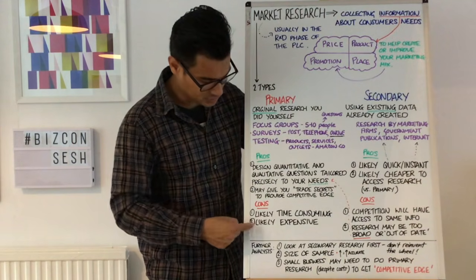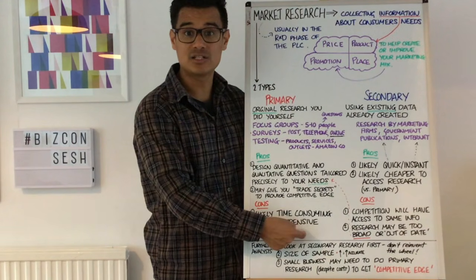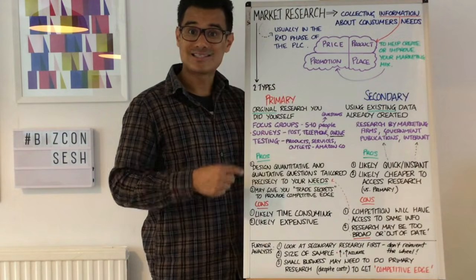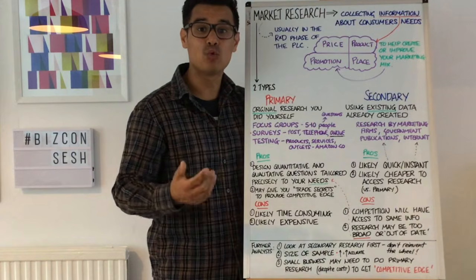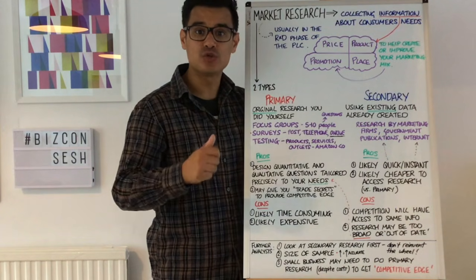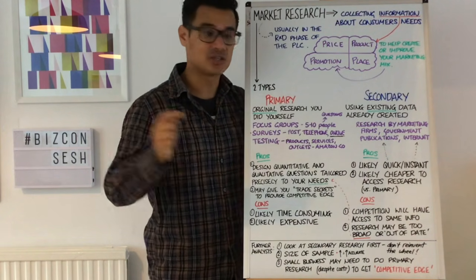So there's going to be labour costs, so it's likely to be very expensive in this whole process. Let's look at secondary research now. Secondary research is using existing data that's already been created. So you're not doing the research yourself, you're using someone else's research.